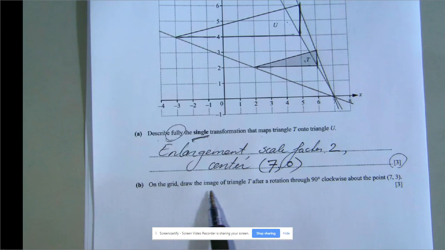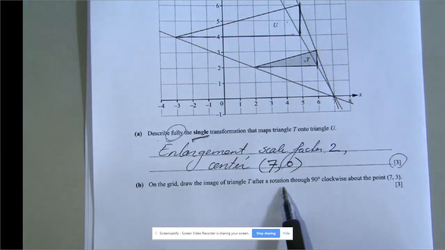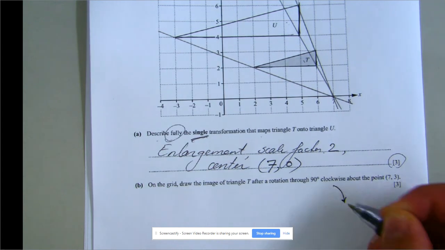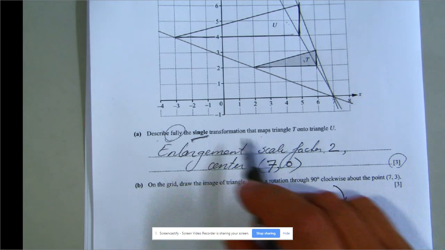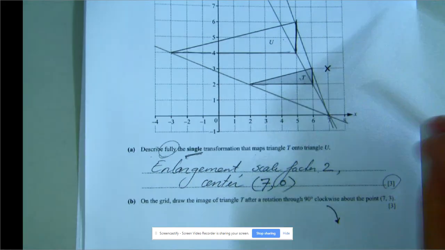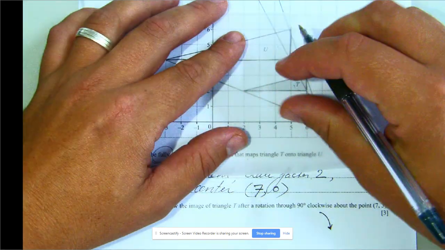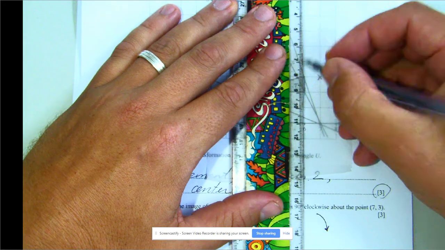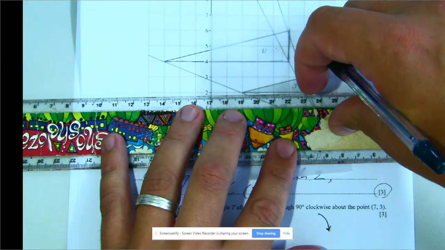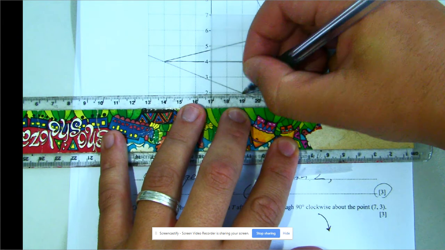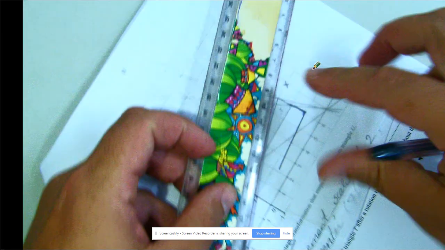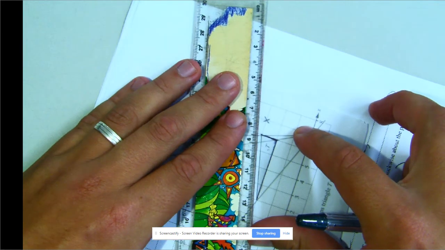Last question on the grid. Draw the image of triangle T after a rotation 90 degrees clockwise. I always just draw in the direction clockwise around 7, 3. So this is the center. There we go. And then a piece of tracing paper is always very useful. And trace your triangle. And while I trace it, I'll tell you that with these transformations, it will always fit on your grid. And if it doesn't, so if it's outside somewhere, you've made a silly mistake. So check your mistake and do it again, okay? So it will always fit.